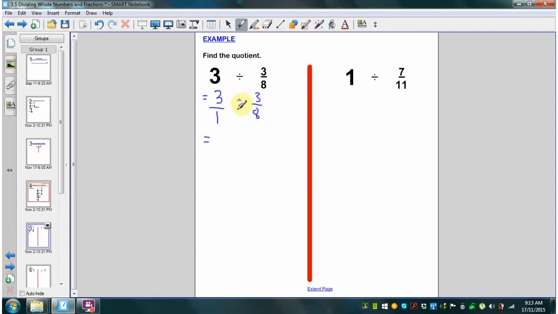Okay, what's our rule? We are dividing. When we divide, we just copy down our first fraction, 3 over 1. And then we always go change and flip. Change this to a multiplication and flip this upside down. 8 comes from the bottom to the top. 3 goes from the top to the bottom.